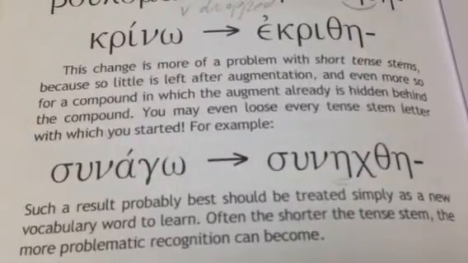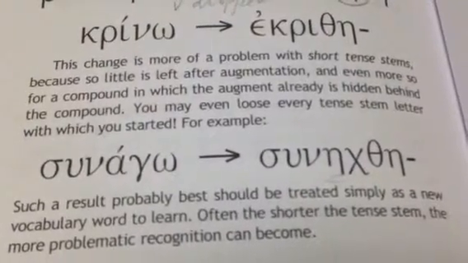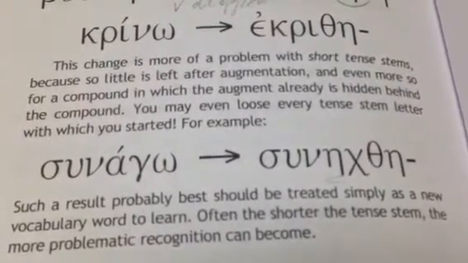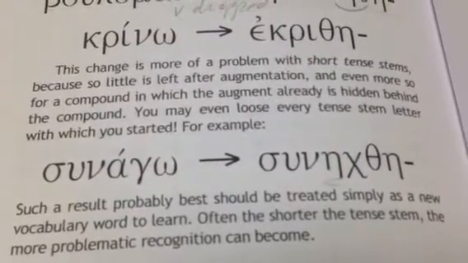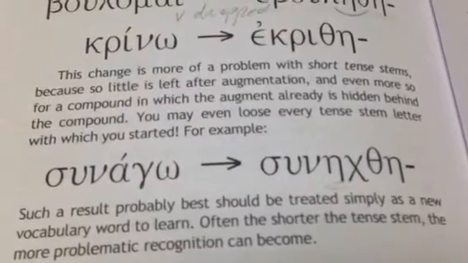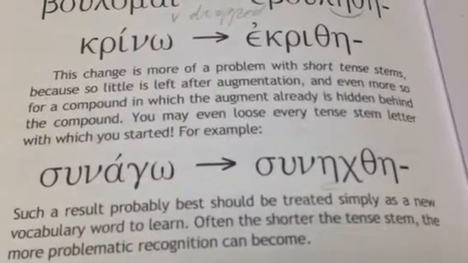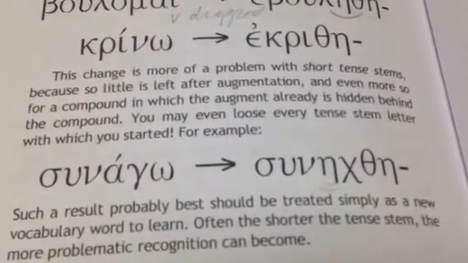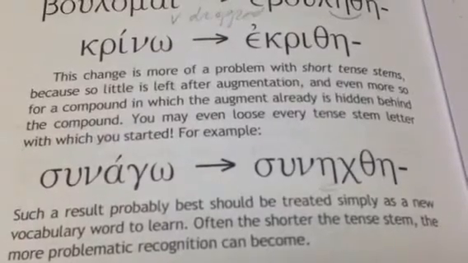Something else has happened here as well. Do you see that long eta? Well, that's because this is a compounded form. And so remember, we have an aorist passive, so we have an augment. And so that short alpha encountered a short epsilon, and alpha and epsilon together lengthened to an eta.